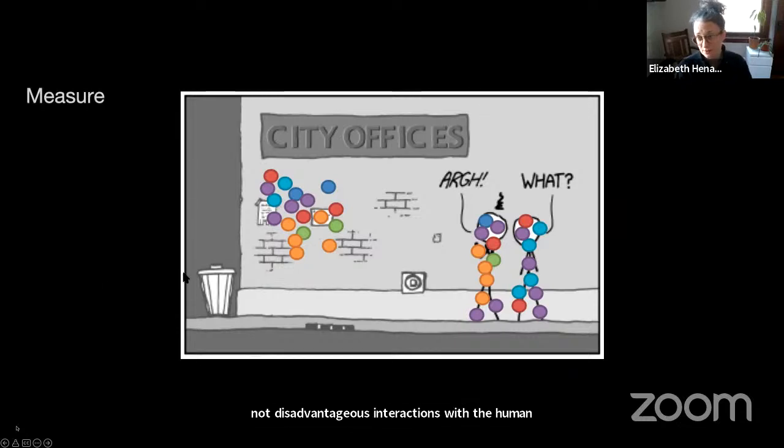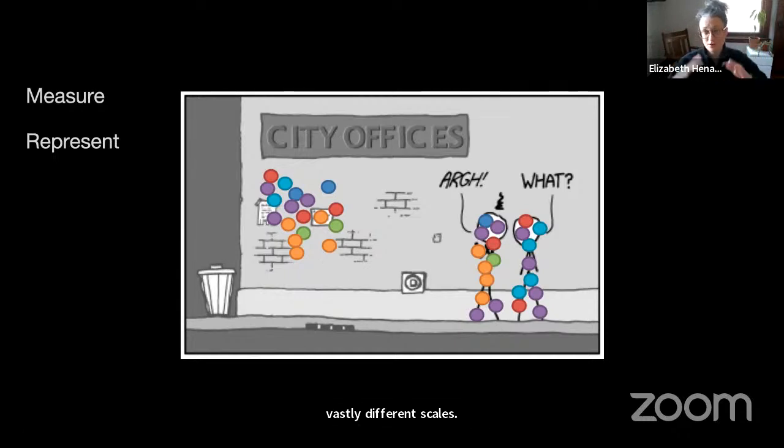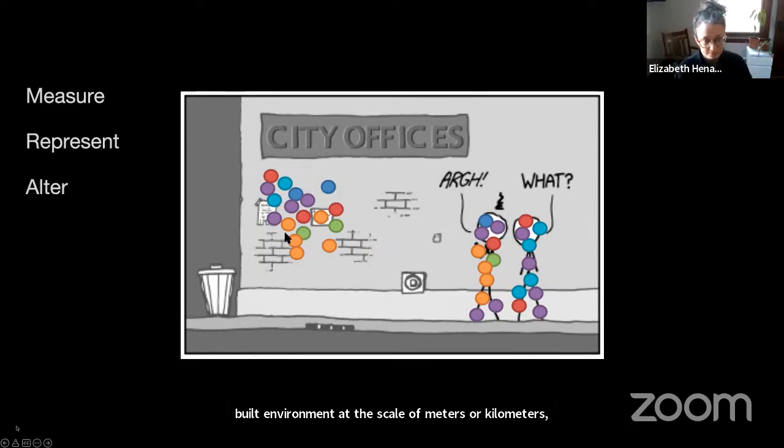And so for that, we need to do a bunch of different things. We need to be able to measure these microbes, so understand who is there, so species classification, understand what they're doing, so what kind of metabolisms they encode. We need to be able to represent that information, which is particularly challenging when we're operating at such vastly different scales. So microbes are measured in microns. We measure our built environment at the scale of meters or kilometers. And it's actually very difficult to be able to represent information across those different scales.